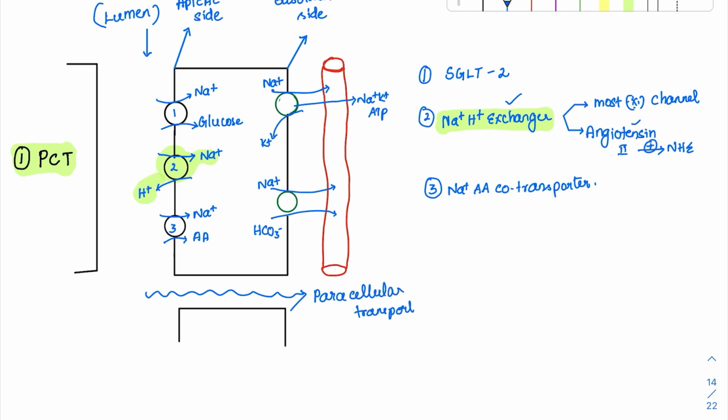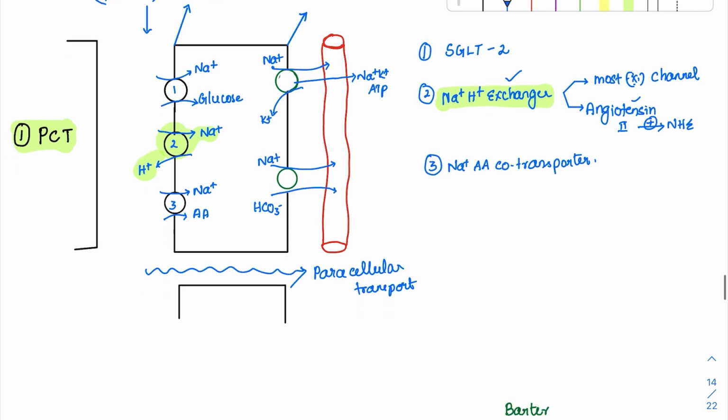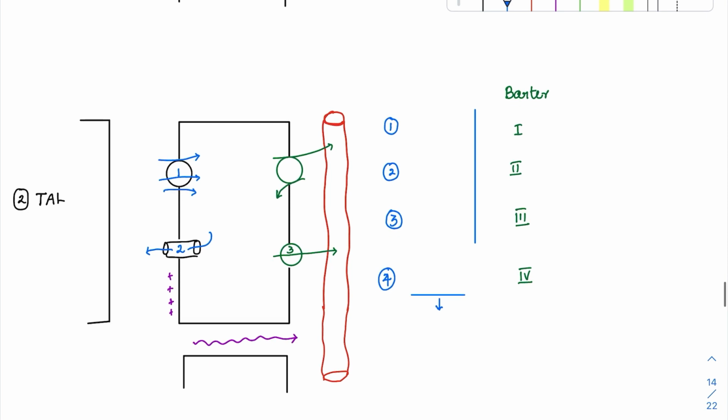Now coming to the second segment. All of us know that the descending loop of Henle is permeable only to water, so obviously there is no question of sodium reabsorption there. Even in the thin limb, there is not much transport. Now coming directly to the thick, from the PCT we are jumping to the thick ascending limb. The center is the lumen, then this is the apical side, this is the basolateral side, and that is the blood vessel side. Here we have various channels, the first and most important one being the NKCC channel.